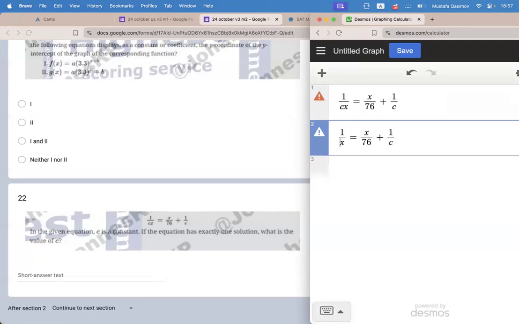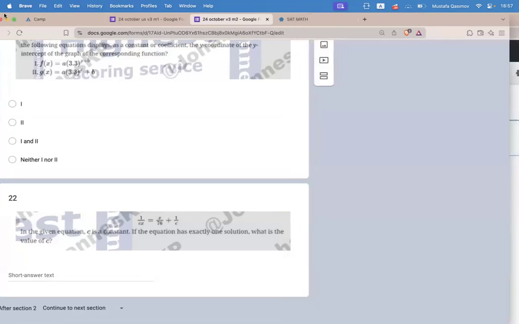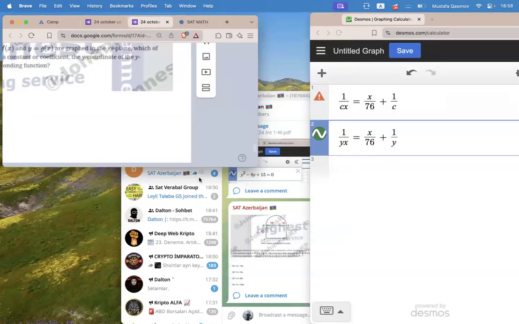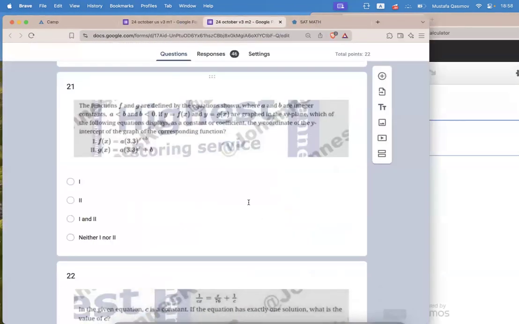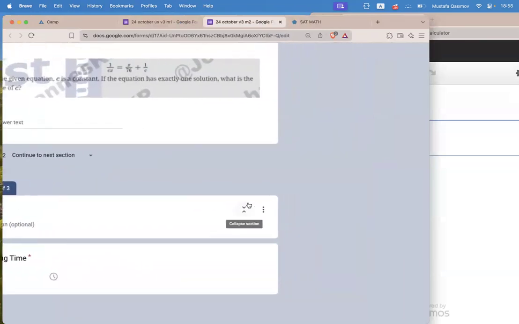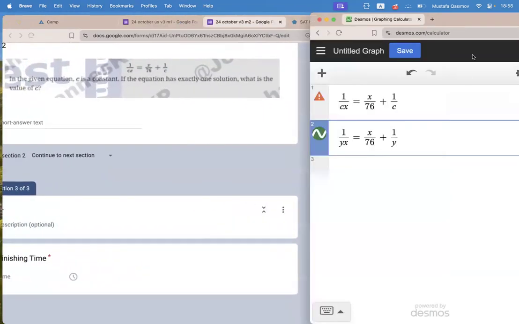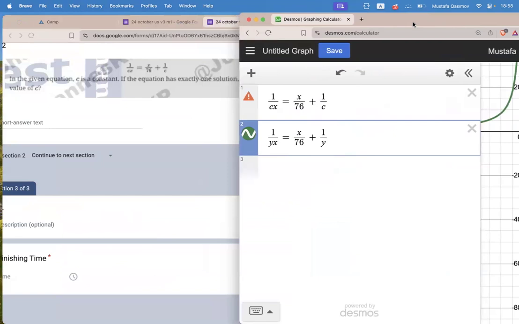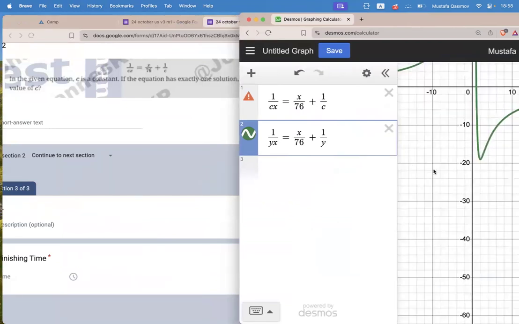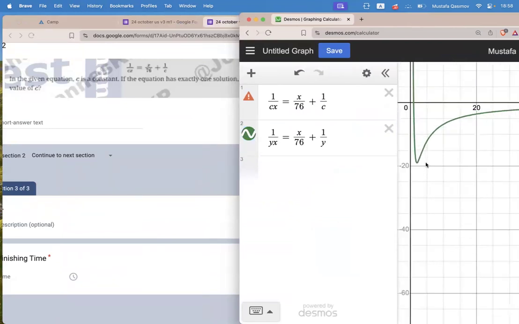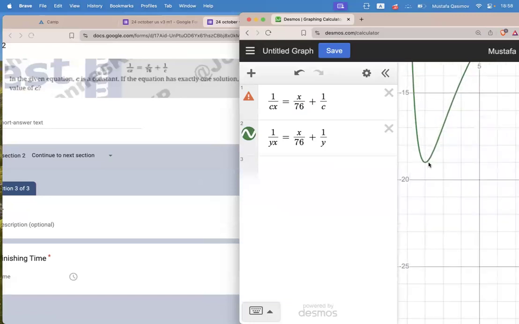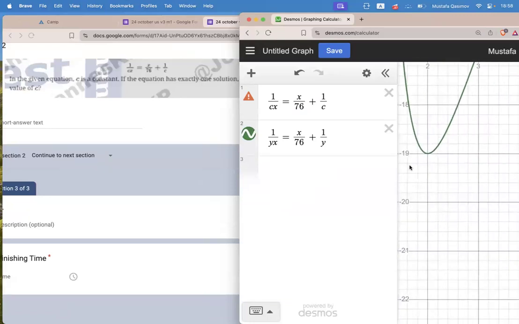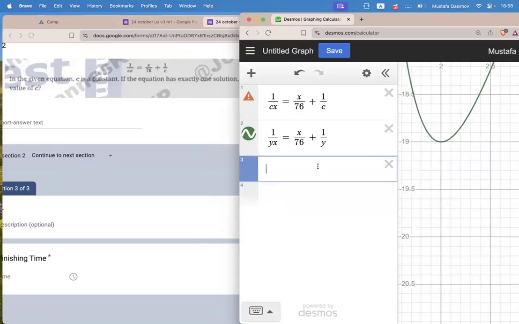Then write here y. Just wait. Then because it says exactly one real solution, it is the value of this vertex point. So the answer is 90.